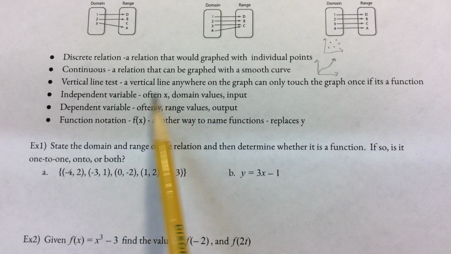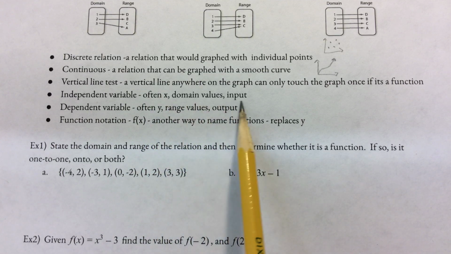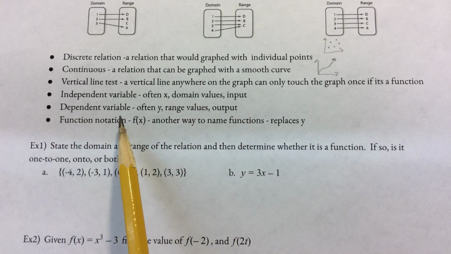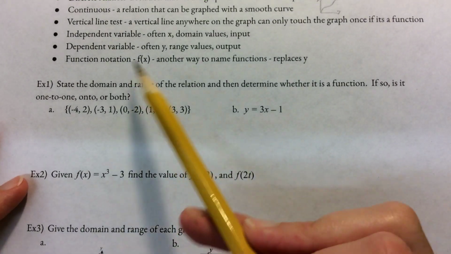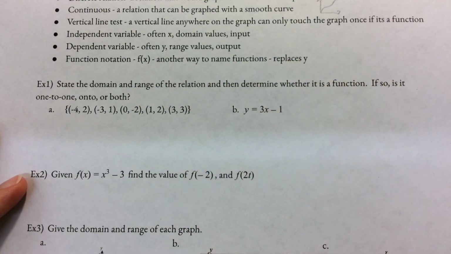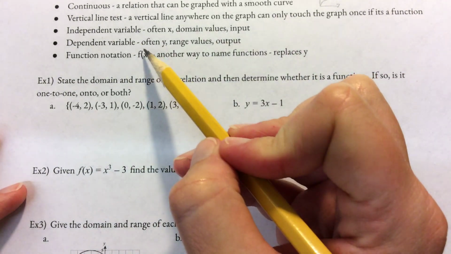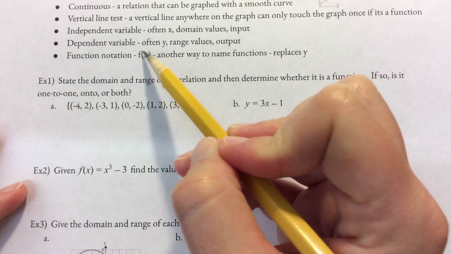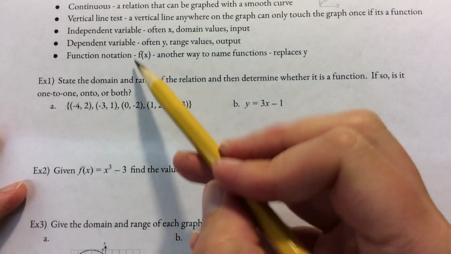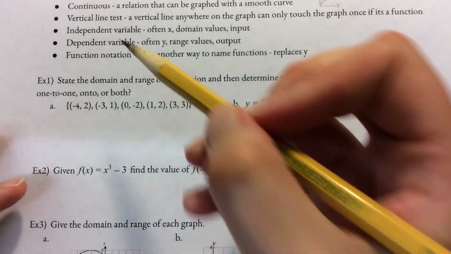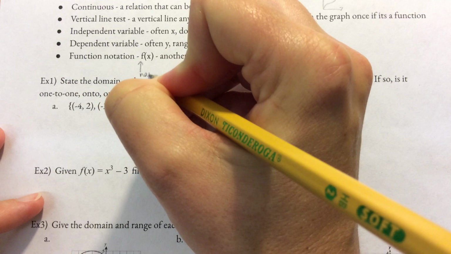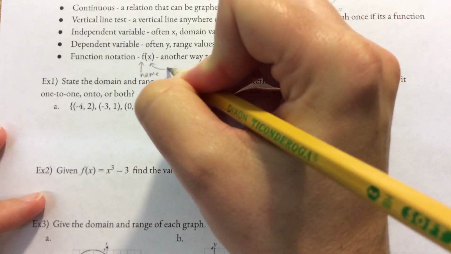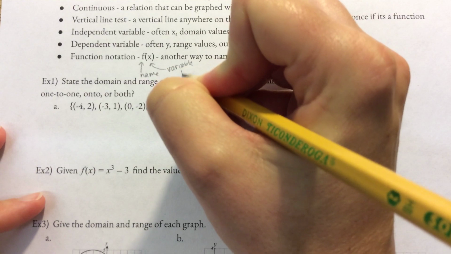We have the independent variable, which is lots of times x. That's the domain values or the input. The dependent variable is often represented by y, which is your range values or your output. And function notation is just another way to name functions. It replaces y when we're talking about functions usually. So a common mistake is that kids think that this is f times x because you see the parentheses there. It's not. This is just saying I'm naming the function f and x is the variable that we're going to use. So f is like the name of it and this is the variable being used.